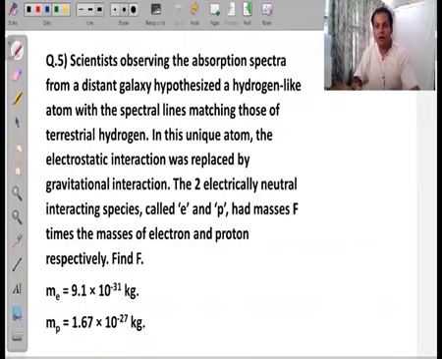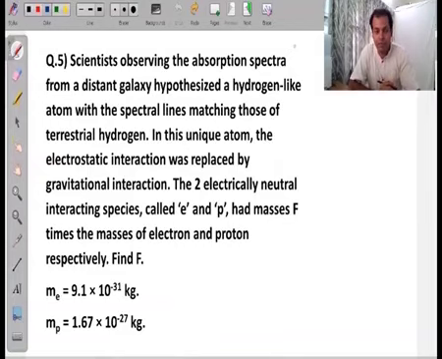So here we start our second part of this topic on problem solving in quantum physics of atoms. And this is question 5 with us. Scientists observing the absorption spectra from a distant galaxy hypothesized a hydrogen-like atom with the spectral lines matching those of terrestrial hydrogen. But this hydrogen was different, and in what way?